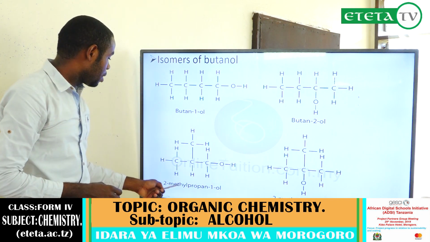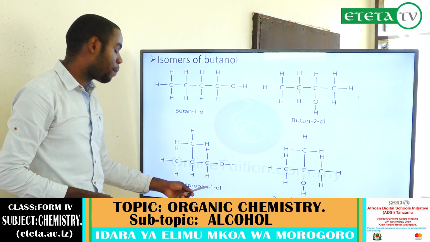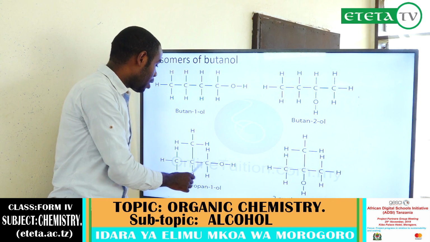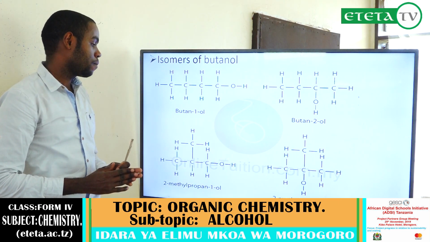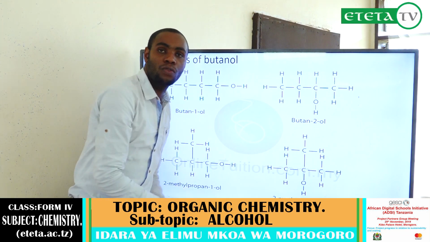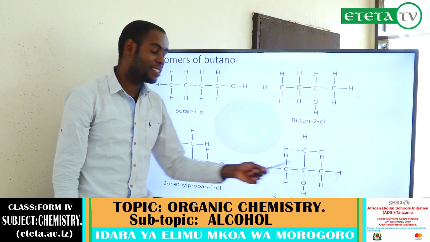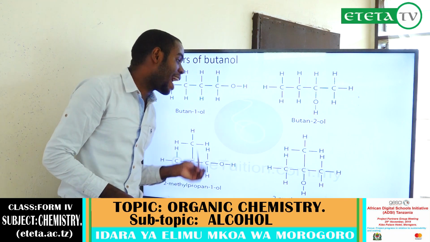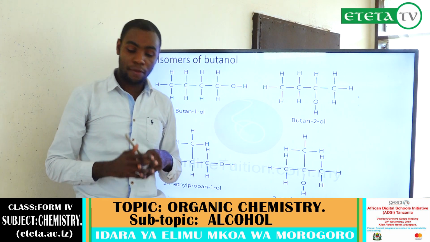The third one is this one, 2-methyl propan-1-ol. OH is on the first carbon, so it is 2-methyl propan-1-ol. And the fourth one is this one, 2-methyl propan-2-ol, as OH is on the second carbon. So these are the isomers of butanol.